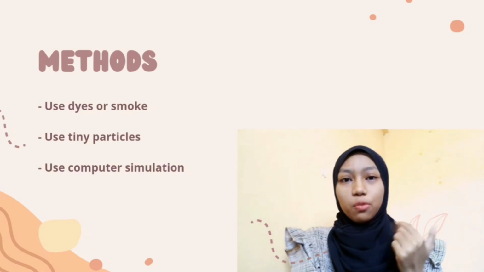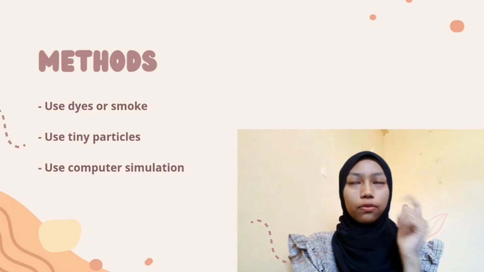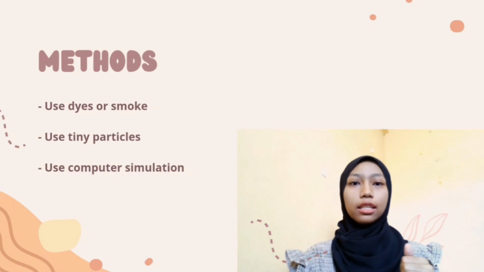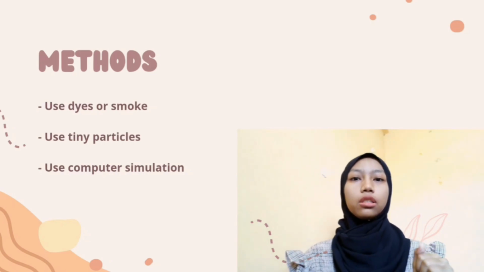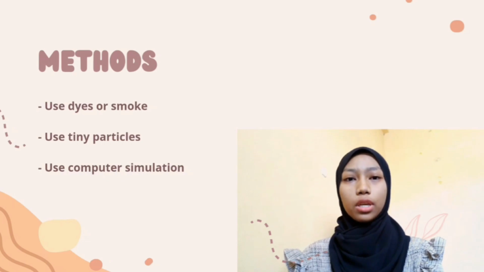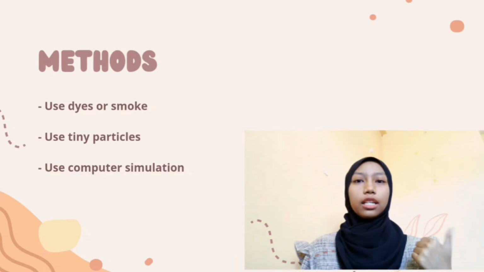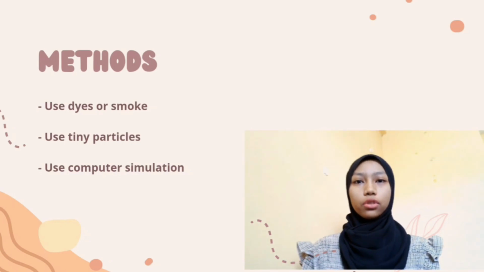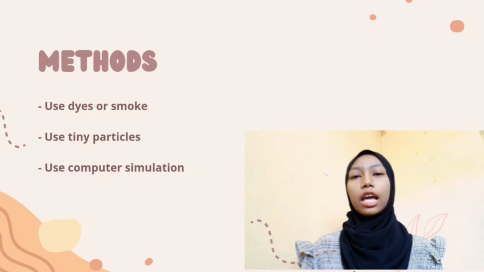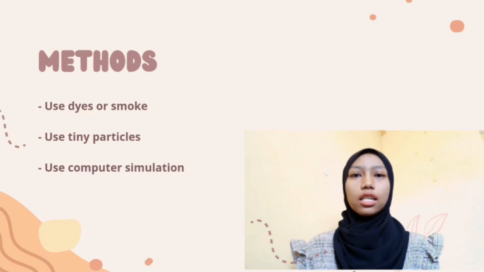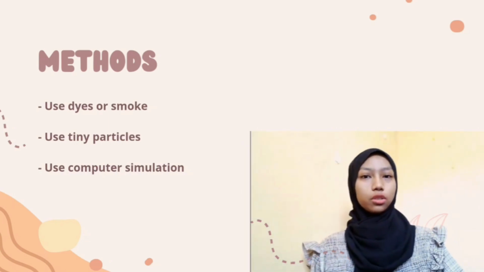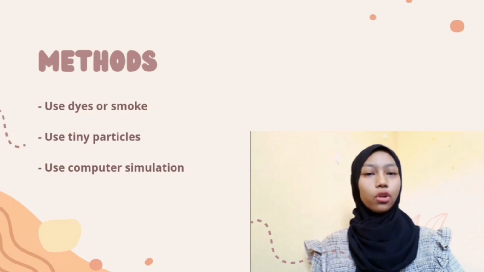There are three main ways to do this. First is using dye or smoke. For water, we can add colored dye, and for air, we can use smoke to make it visible. Second is using tiny particles. Small particles are mixed into the fluid and their movement is tracked using a camera or light, helping to see the flow. And lastly is using computer simulation. Special software is used to simulate how a fluid will flow around an object.